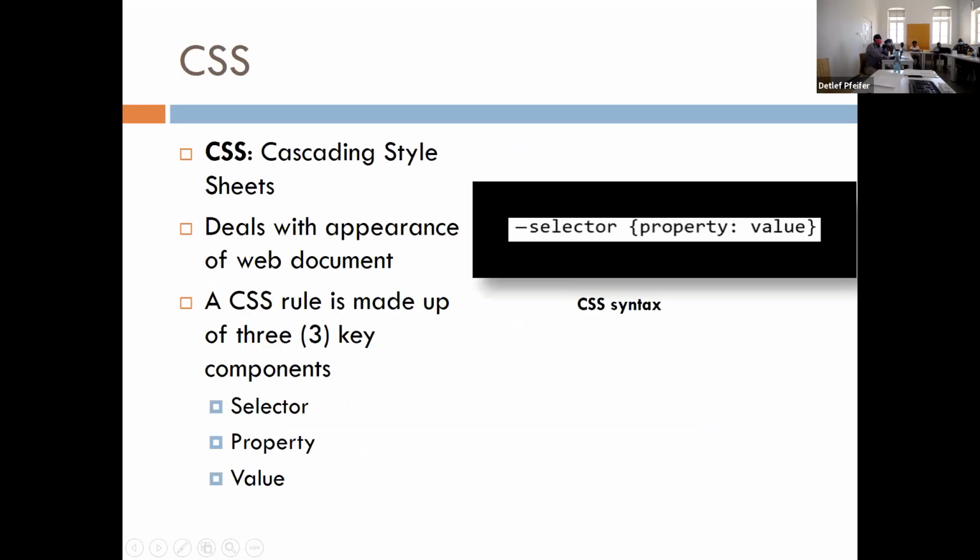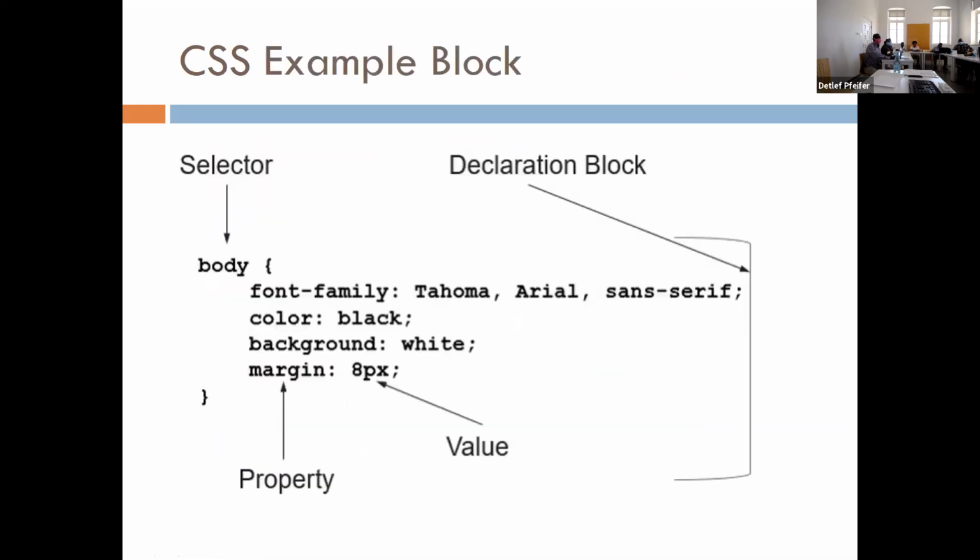Then CSS, this is how CSS looks. This is just an atom of CSS. It has three elements: the selector, the property, and the value. We'll look at a very good example. That's an example. So body is an HTML tag that represents the whole body of a web page.